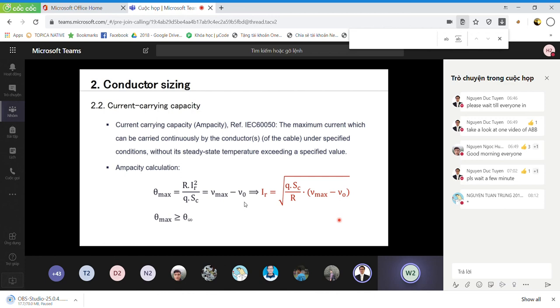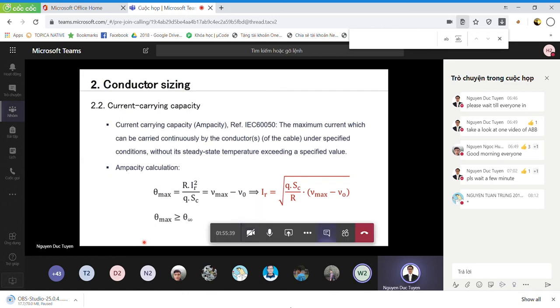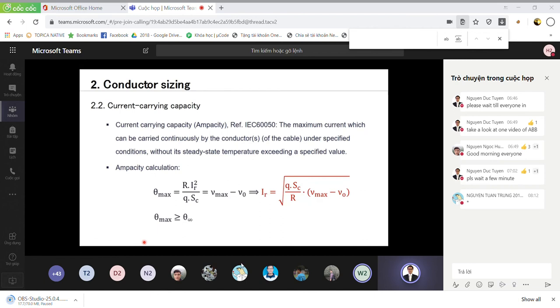So we can calculate the current carrying capacity with the following equations. This one you learned in chapter number 2. Yes, we have already learned about this in chapter 2, 1.2, I think. Do I need to explain more about this equation and the variables here? It's okay. But if anybody has a question, you can discuss more. Sure. No question. Okay, well, next one.